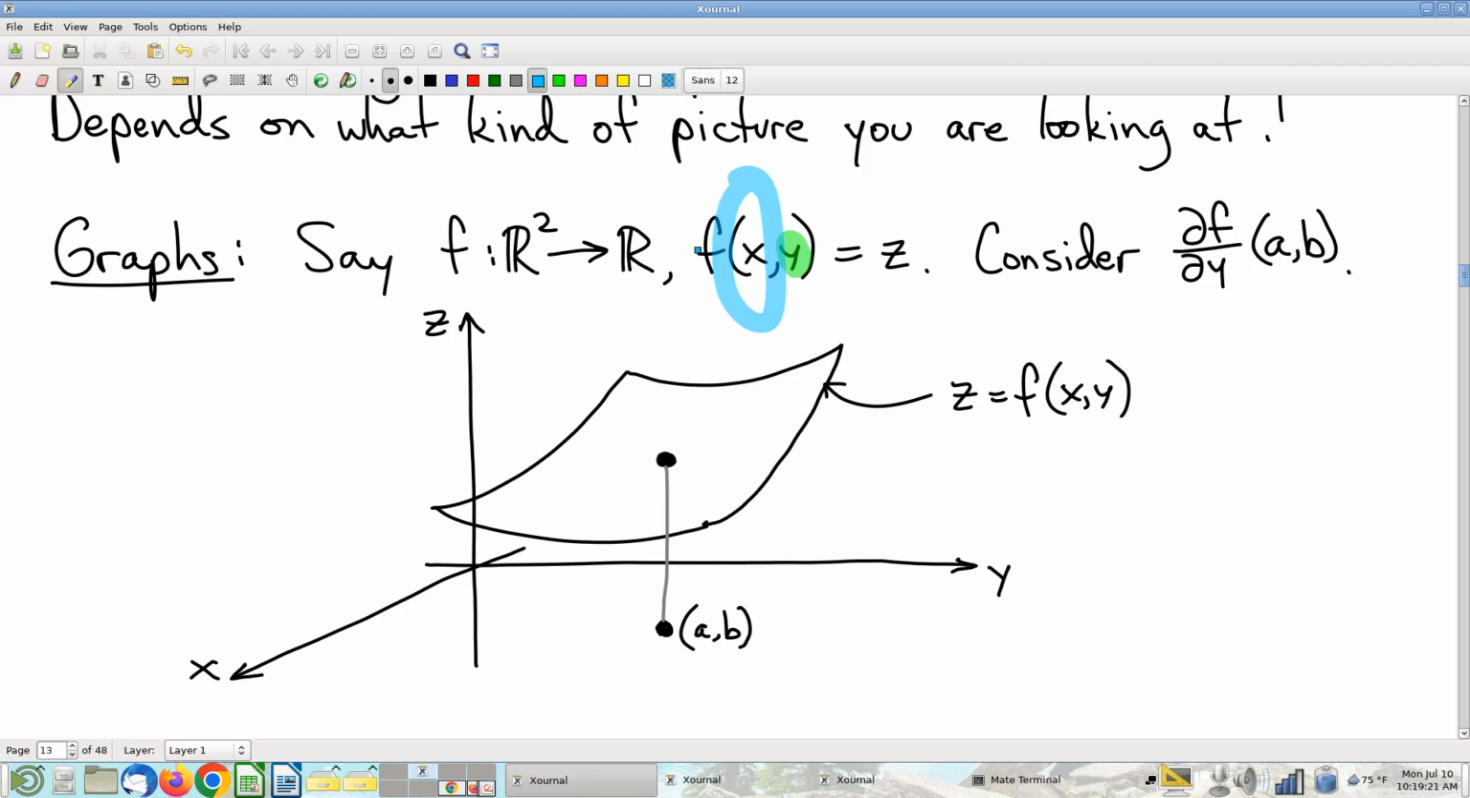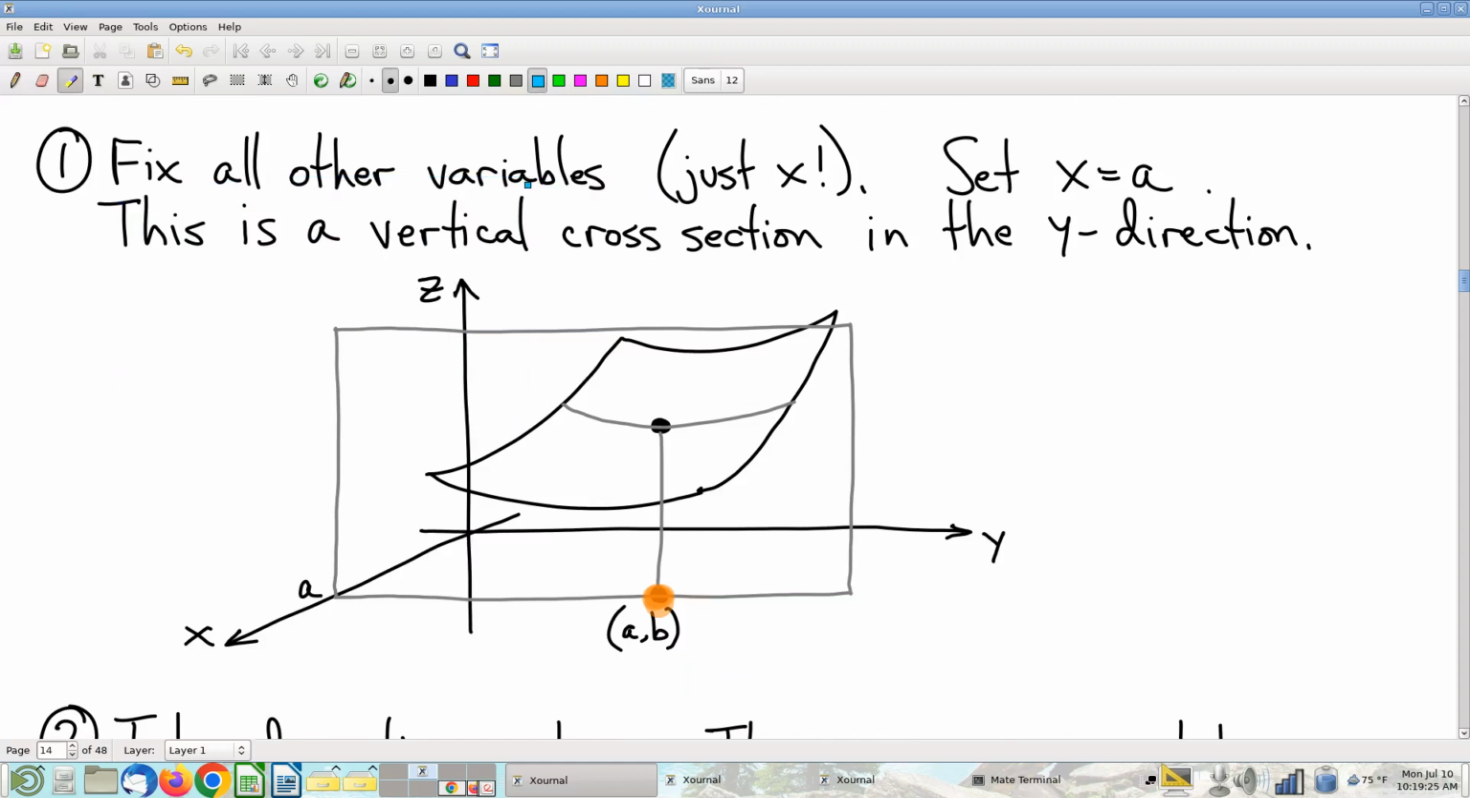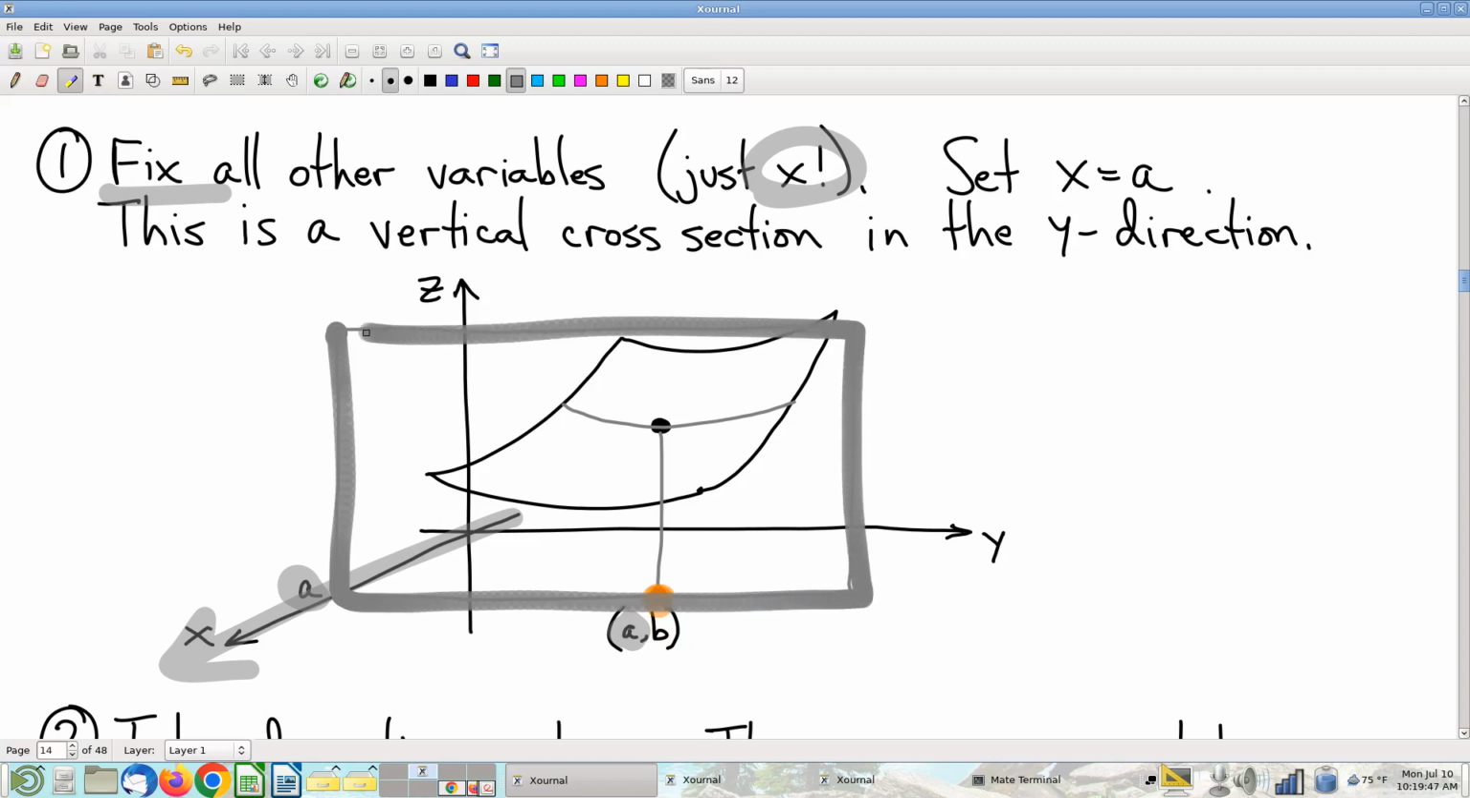What does it look like geometrically when I fix x? And let me do this again in gray. Fixing x. Well, here's the x-axis. Fixing a constant value of x. Well, I'm at the point (a, b). So if I'm going to fix x, it better be at the value that I'm at. And so I'm going to need x equal to a, which is that plane right there.